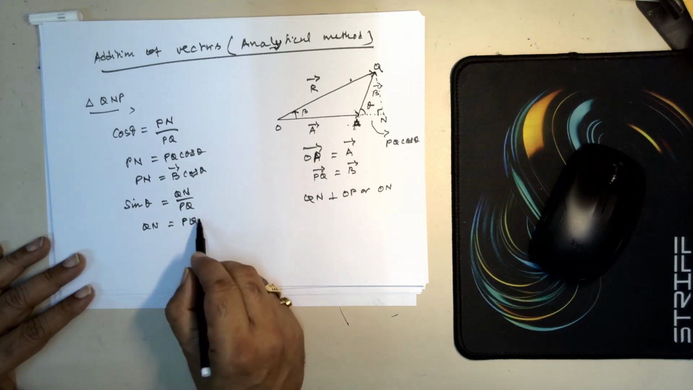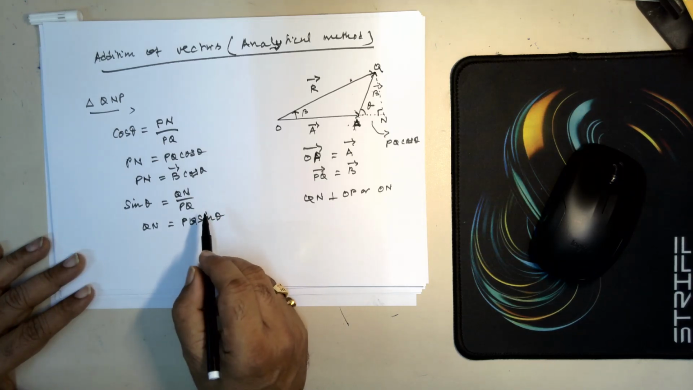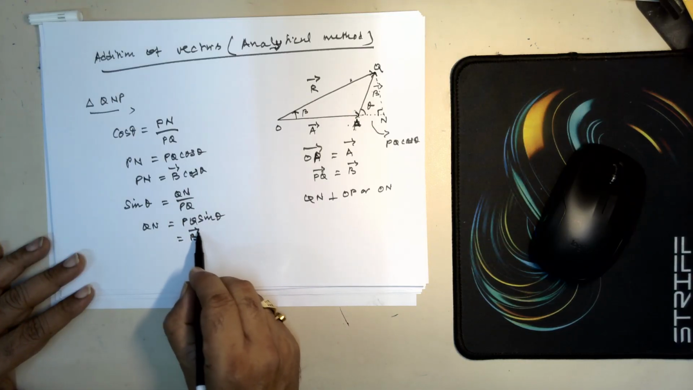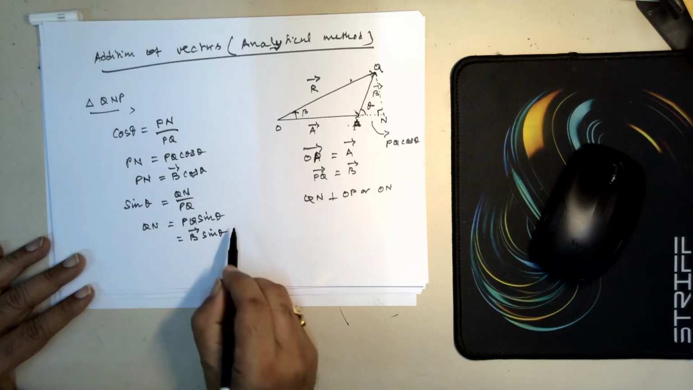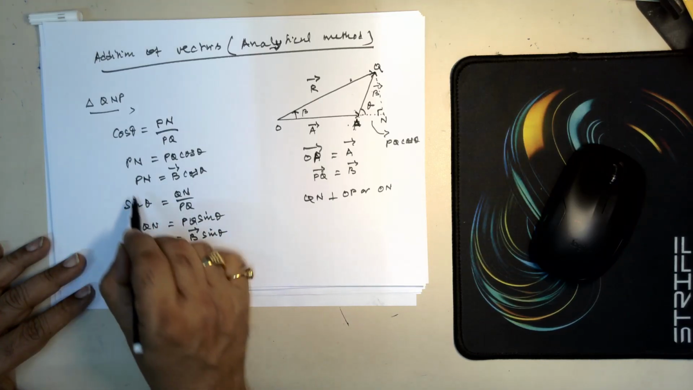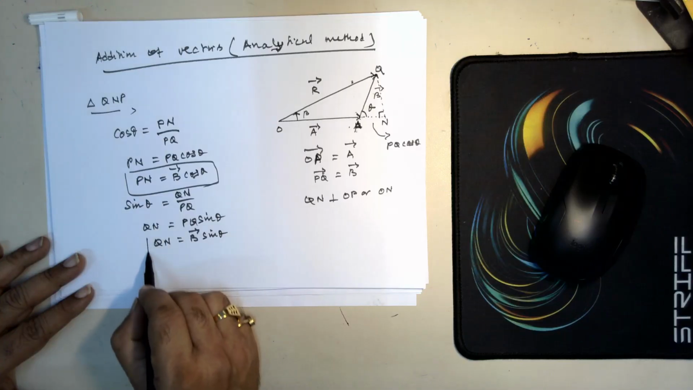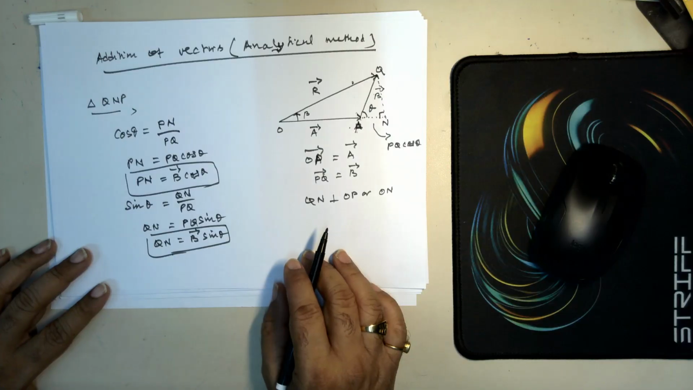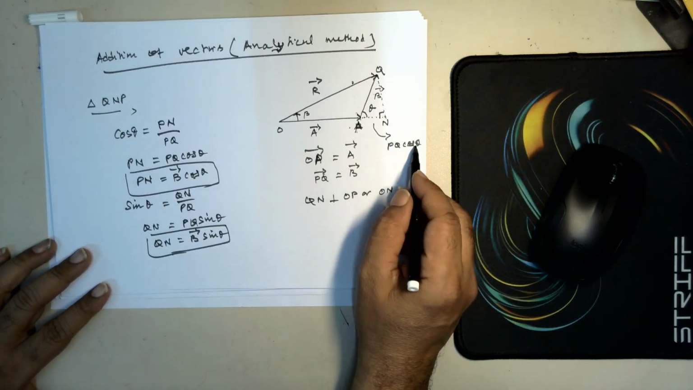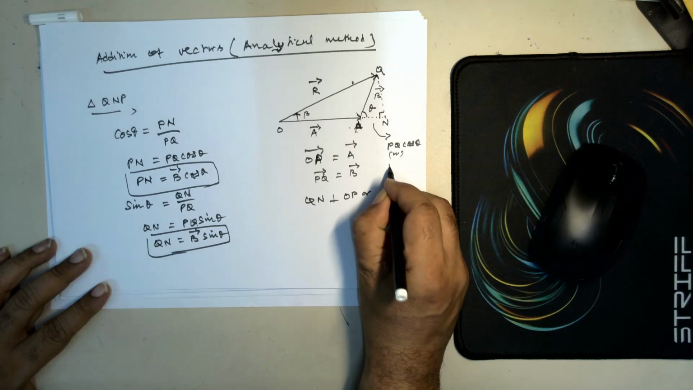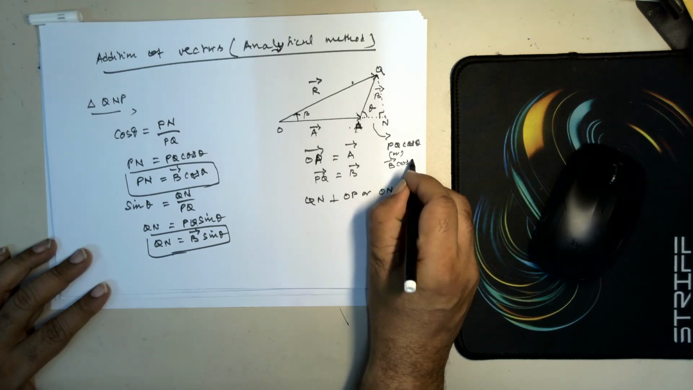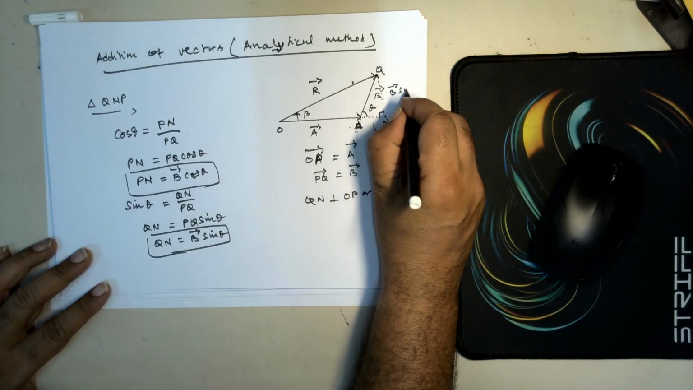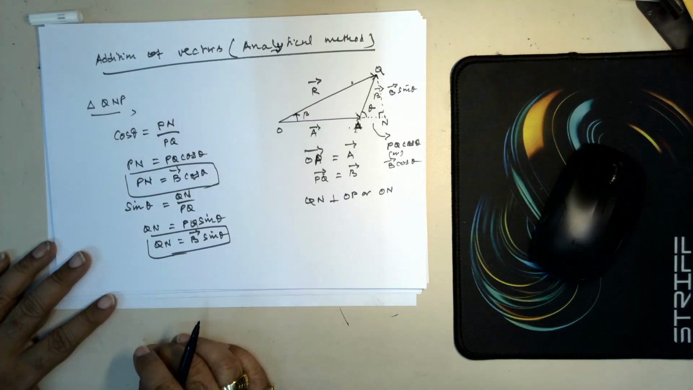Again PQ sine theta. Since we know PQ is equal to B vector, you can put it as B vector sine theta. So QN is represented as B vector sine theta. What about PN? PN is PQ cos theta, which is nothing but B vector cos theta. And what about this one, Q1? That is B vector sine theta. Are you able to understand this?